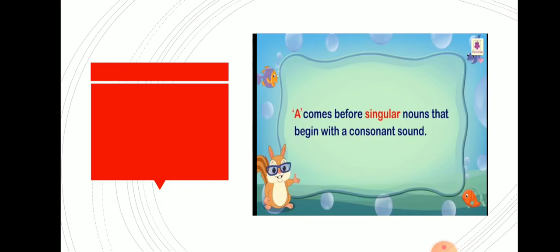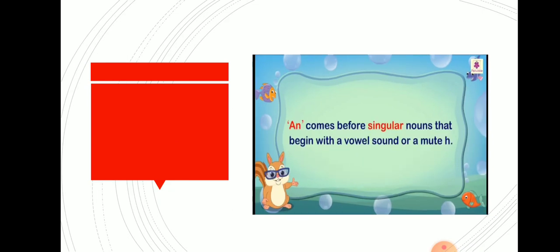A comes before singular nouns that begin with a consonant sound. Excluding a, e, i, o and u, all the letters of the English alphabet are consonants. An comes before singular nouns that begin with a vowel sound or a mute h.